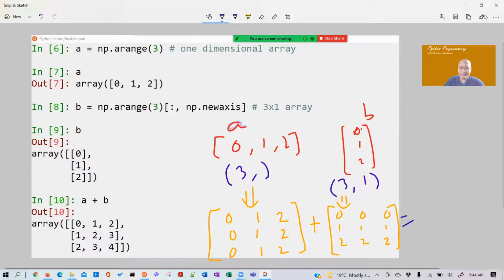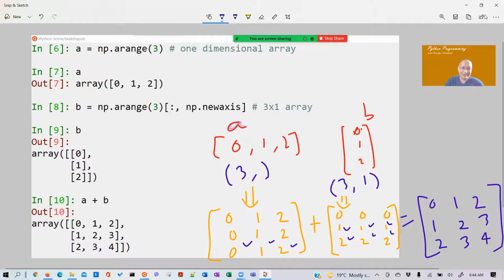Now tell me what happened. In the first row, we added 0 to 0, 1, 2, so we get 0, 1, 2. In the second row, 1 is added to everything, giving 1, 2, 3. In the third row, 2 is added to everything, giving 2, 3, 4. It is element-wise addition, and we see here that it matches, so we got the correct answer.